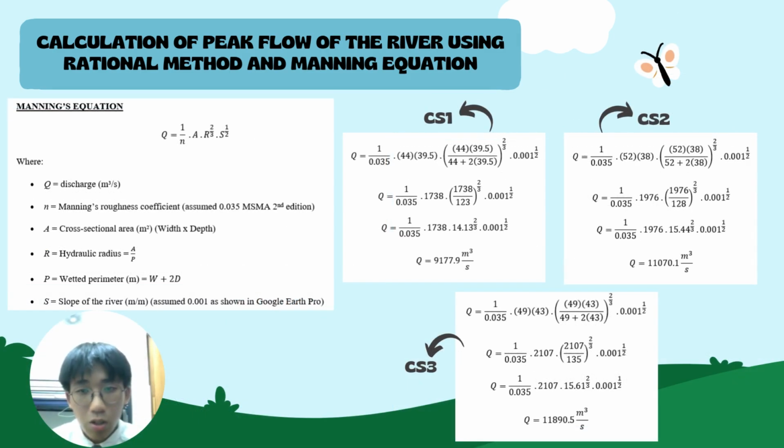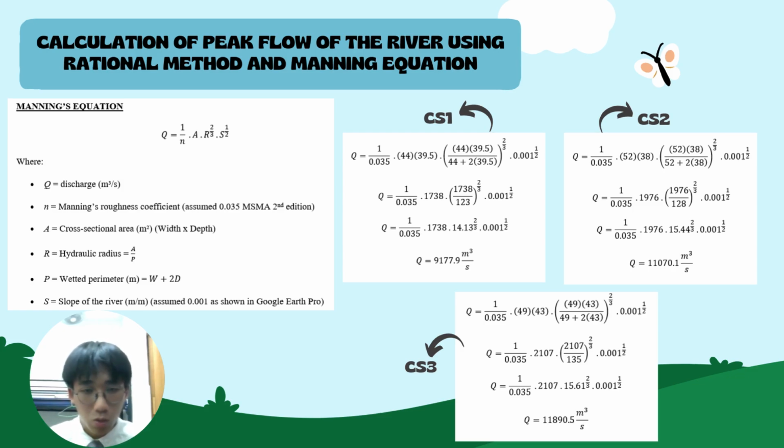For the Manning's equation, Q is equal to 1 over n multiplied by A multiplied by R power of 2 over 3 and S power of 1 over 2. And n is the coefficient that we have also assumed as 0.035 from the standard MSMA second edition. And A is the cross-section area width and depth from the elevation level that we have shown just now. And R is equal to A over P, and P is equal to W plus 2D. The slope of the river that we assume as 0.01 is shown in the Google Earth Pro.